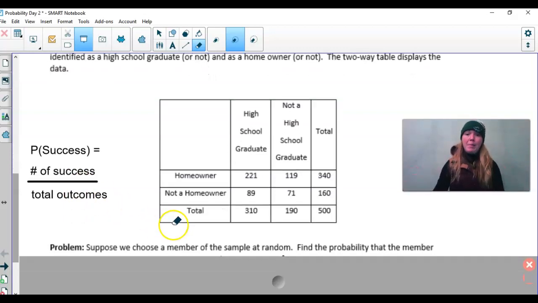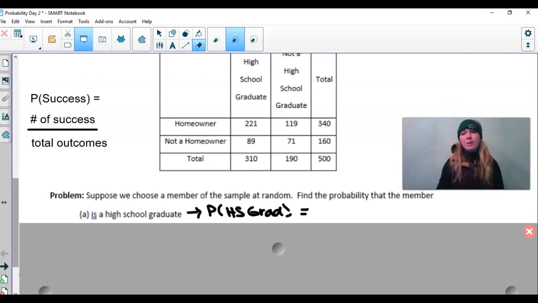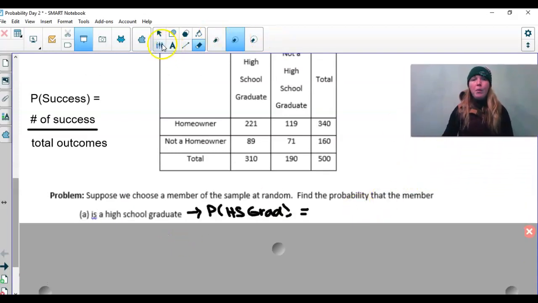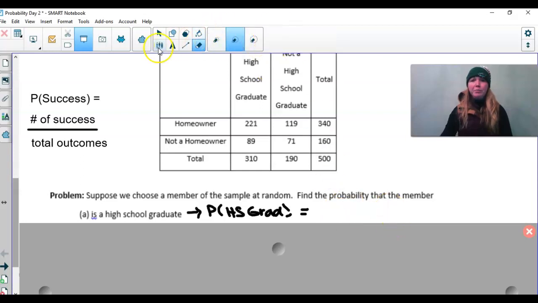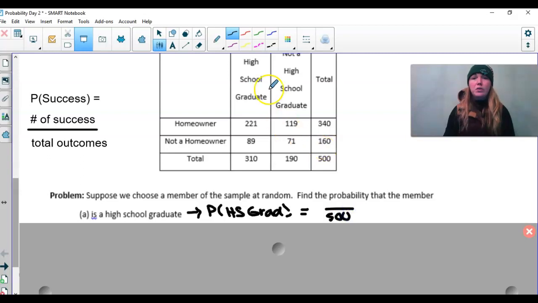Okay, back to the problem. Suppose we chose a member at random. What's the probability they're a high school graduate? Well, for total outcomes, we have 500 total people in the hat, right? We mix the hat up. Out of the 500, what's the probability that they are a high school grad? Well, high school graduate is right here, and there's 310 total of them. When I divide 310 by 500, I get 0.62.